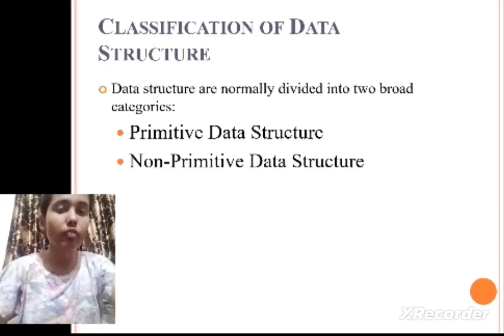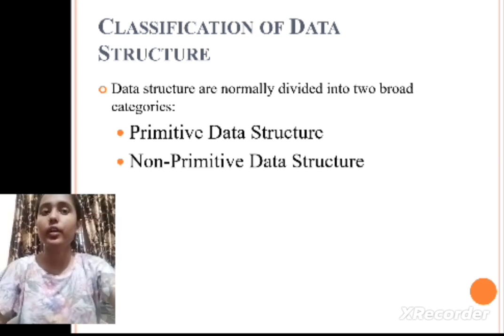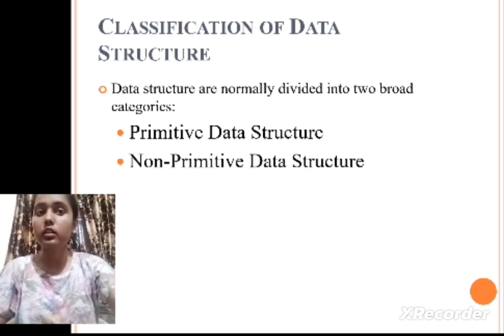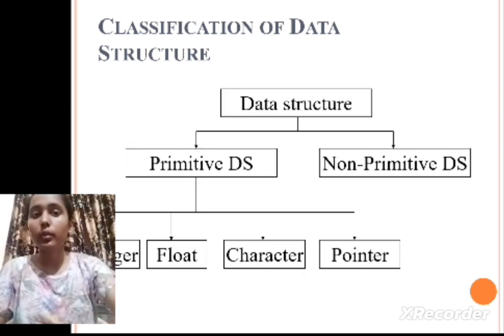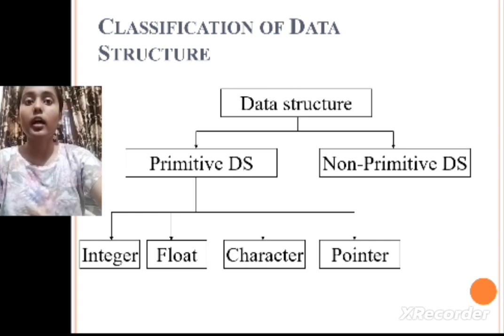Now if we talk about the classification of data structure, it is broadly classified into two types, as you can see in the PPT: primitive data type and non-primitive data type. Similarly, in the flow chart, data structure is divided into primitive data structure and non-primitive data structure. In primitive data structure, there are four types: integer, float, character, and pointer.